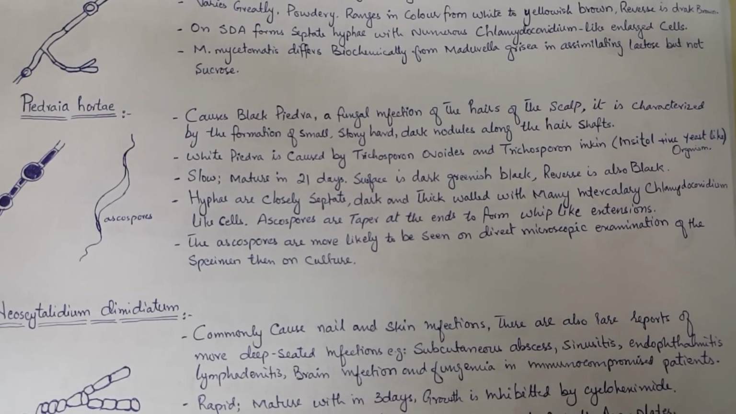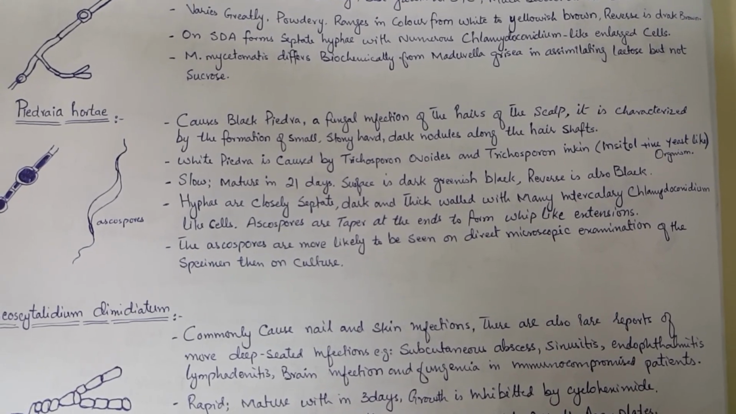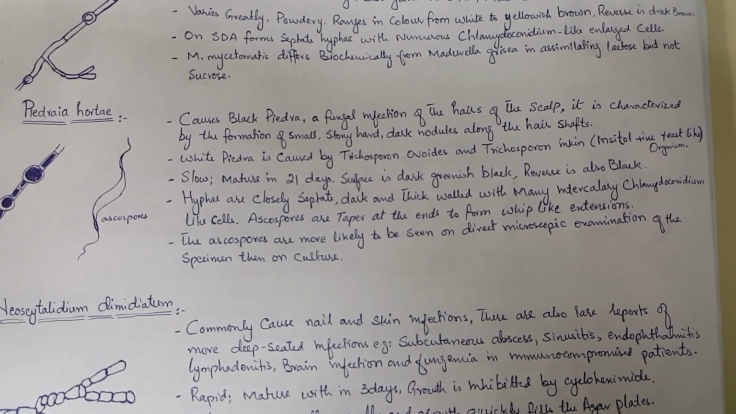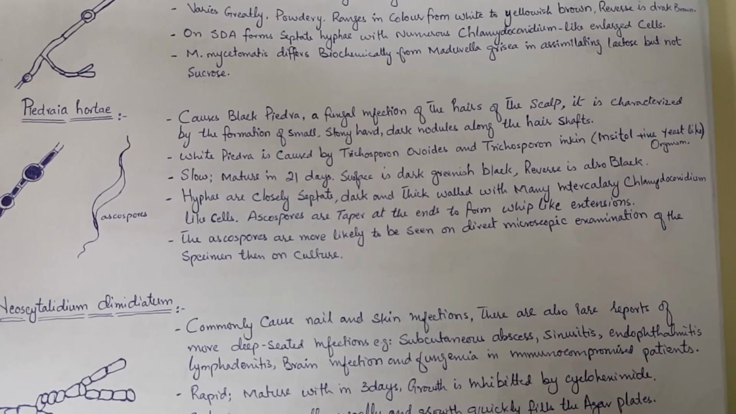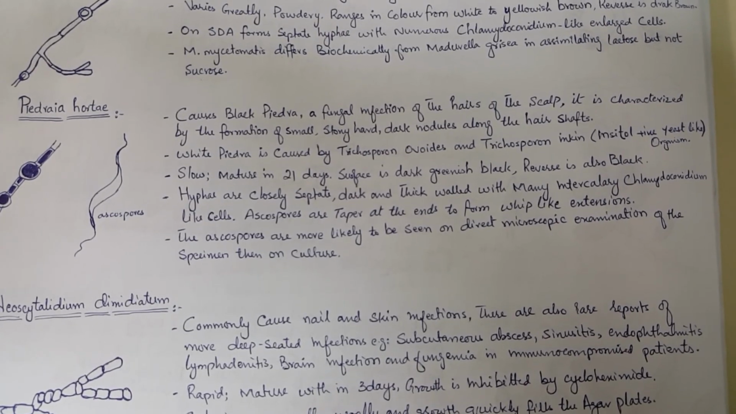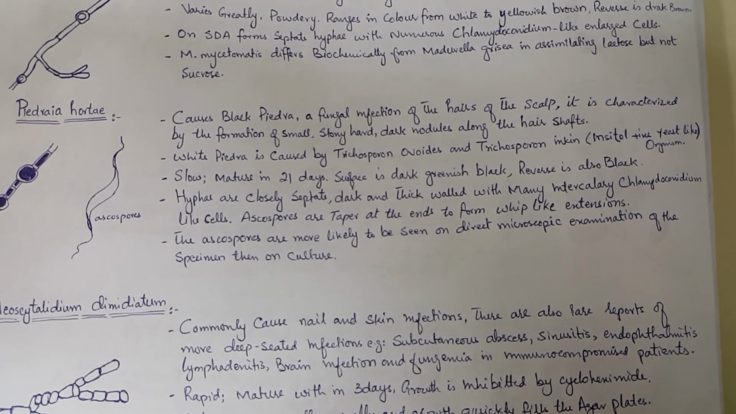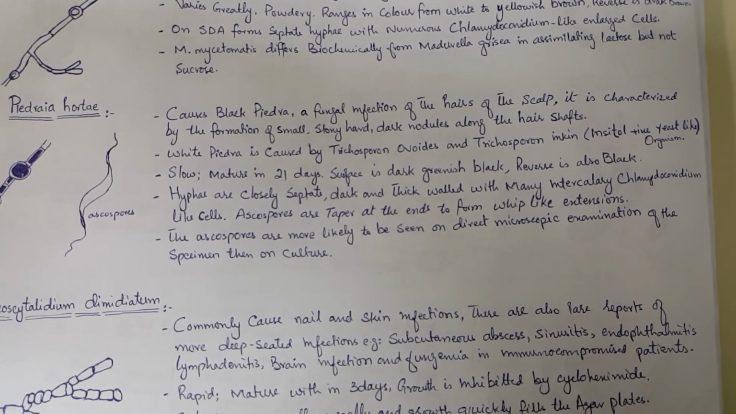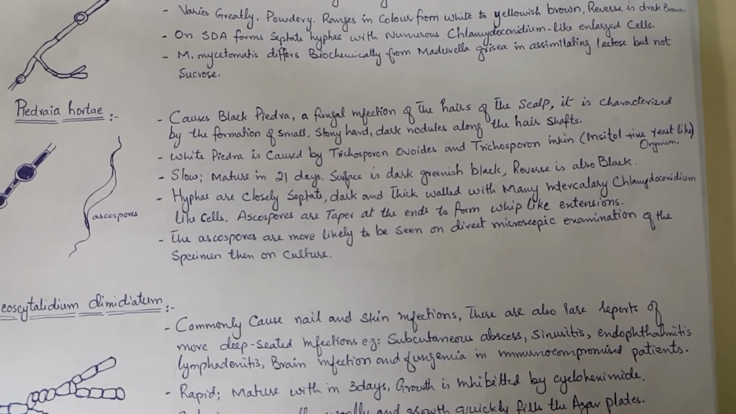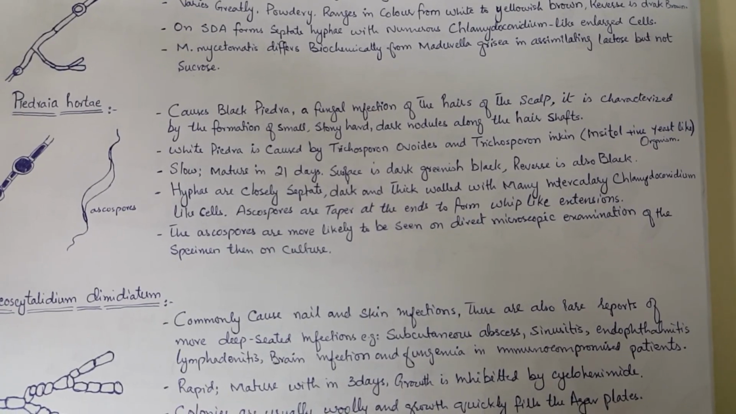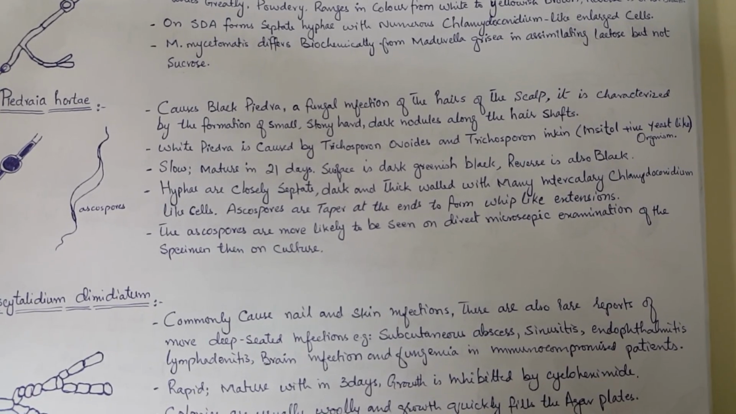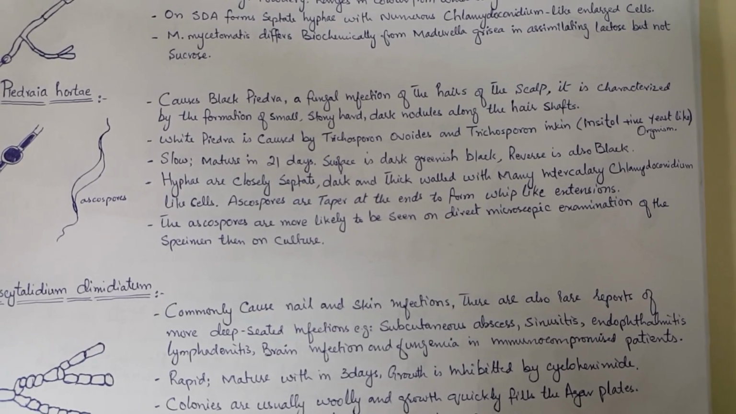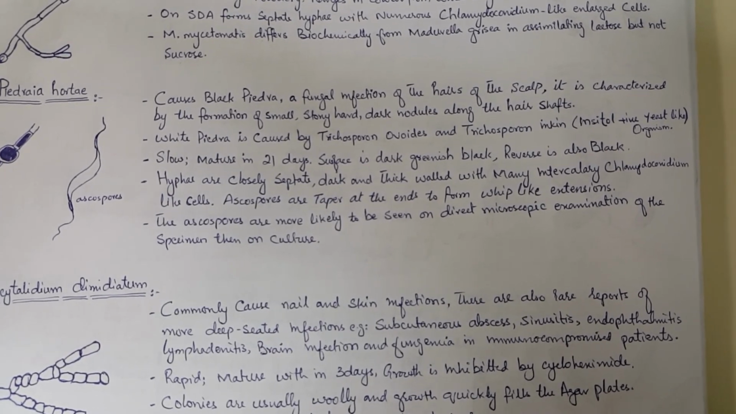Piedraia hortae causes black piedra, a fungal infection of the hair of the scalp. It is characterized by the formation of small, stony, hard, dark nodules along the hair shaft. And white piedra is caused by Trichosporon ovoides and Trichosporon inkin, a cycloheximide-positive yeast-like organism. Basically, Piedraia hortae is slow, matures in 21 days. Surface is dark greenish black and reverse is also black. The hyphae are closely septate, dark, and thick walled, with many intercalary chlamydoconidia-like cells.